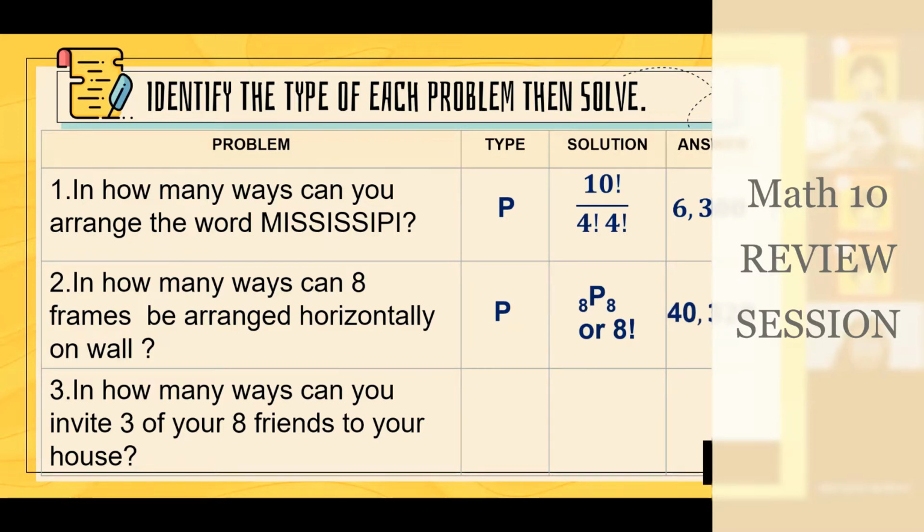Question? No questions. Okay, next. Another 1 minute for the last problem here. In how many ways can you invite 3 of your 8 friends to your house? So it's not anymore arranging.